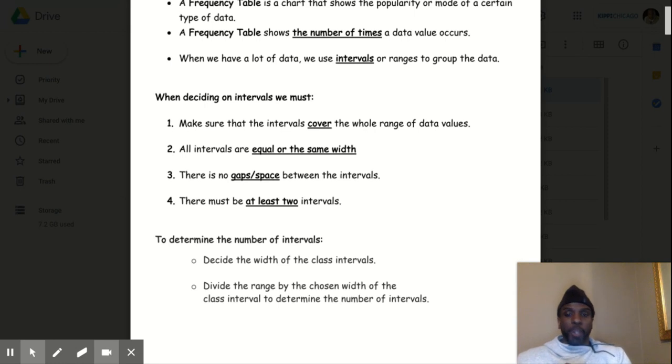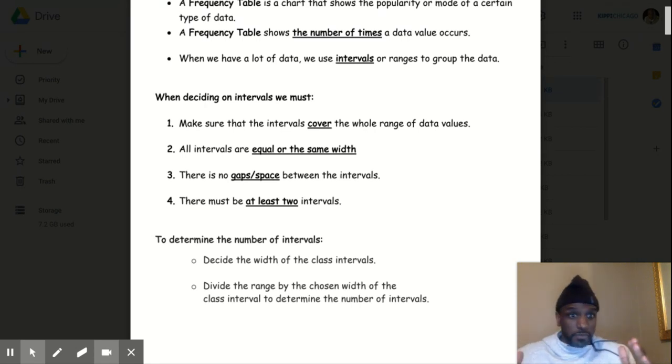Now, also, they have to be equal. So if you're saying I'm doing 1 to 5, 6 through 10, those are intervals of 5. So the intervals are intervals of 5. You can't say, Mr. Hunt, I'm going to do 1 to 5, which is an interval of 5. Then I'm going to change it to 6 to 7. You're going intervals of 5, then intervals of 2. No, it has to be the same. 1 to 5, 6 through 10, 11 through 15, 16 through 20, okay? Those are intervals of 5.